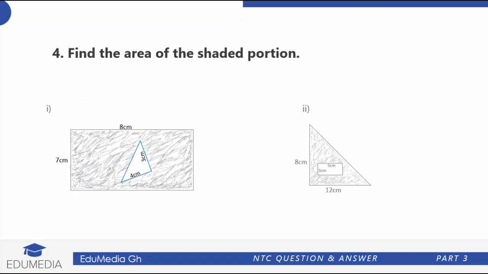So the next question here: find the area of the shaded portion. So I have one diagram here and another diagram here. Here is a rectangle with a triangle in it, and here is a triangle with a rectangle in it. So the question is to find the area of the shaded portion of these two figures. Now let's look at this first one here.